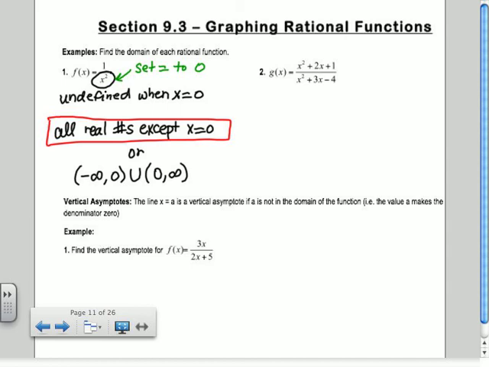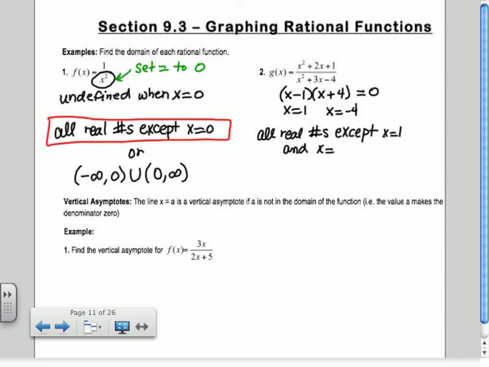All right, so how about this next one? How do you find out when this is undefined? Yeah, try to factor. So I'm going to have x minus 1 times x plus 4. So that equals 0. So that was the denominator factored. When x equals 1 or x equals negative 4. Okay, so we can write all real numbers, or you can do your fancy R, except x equals 1 and x equals negative 4. Okay. That's the easiest way to write it.